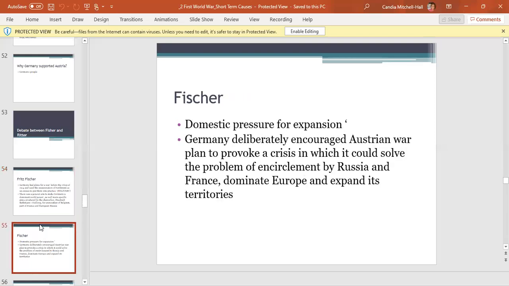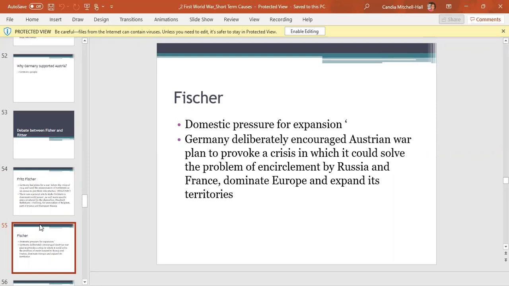Fisher, domestic pressure for expansion. Germany deliberately encouraged the Austrian war plan to provoke a crisis in which it could solve the problem of encirclement by Russia and France, dominate Europe and expand its territory.